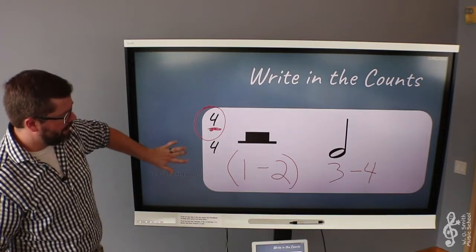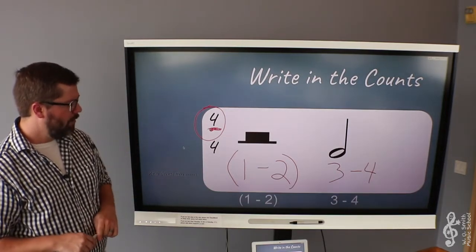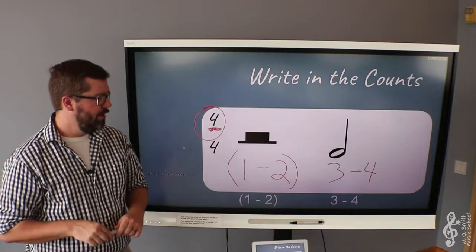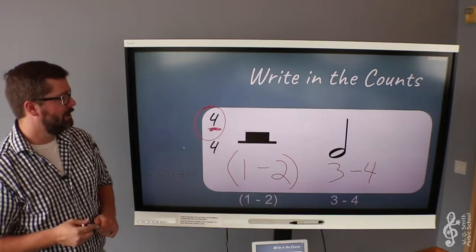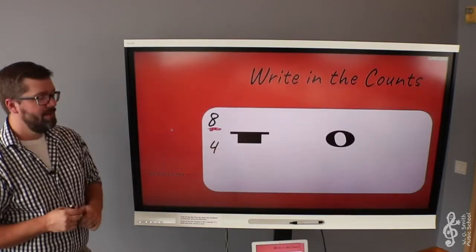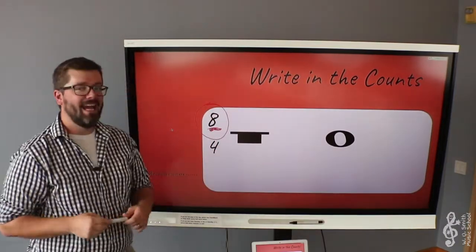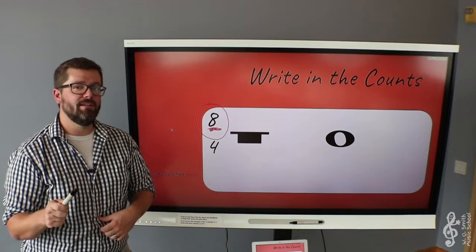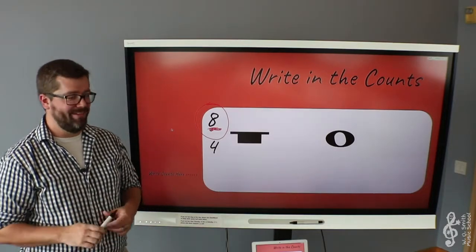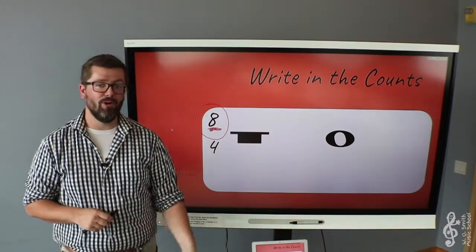So let's see if we got it right. Yep, 1-2 in parentheses, and then 3-4. Awesome. Notice your time signature. 8-4. That means your counts need to make it all the way up to number 8. I'll leave you to it. Go ahead and press pause.